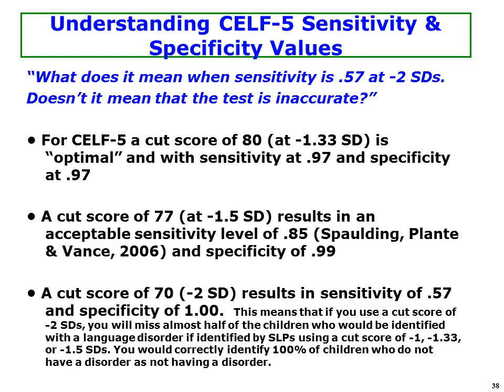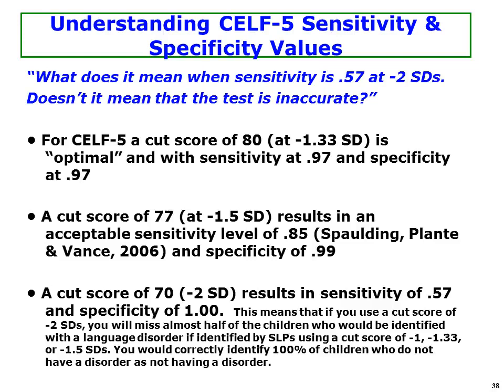Now, what does it mean when sensitivity is 0.57 at -2 standard deviations? Doesn't it mean that the test is inaccurate? That was the question. Now, we'll take a look at each of these in turn. We said that for CELF-5, a score of 80 at -1.33 standard deviation is optimal, and we looked at the sensitivity and specificity. If we go to a cut score of 77, that is at -1.5 standard deviation, then we get an acceptable sensitivity level for CELF-5 of 0.85, and the specificity is 99.